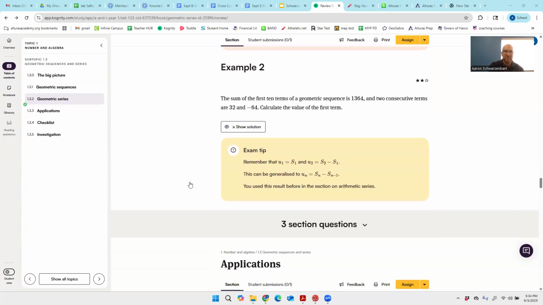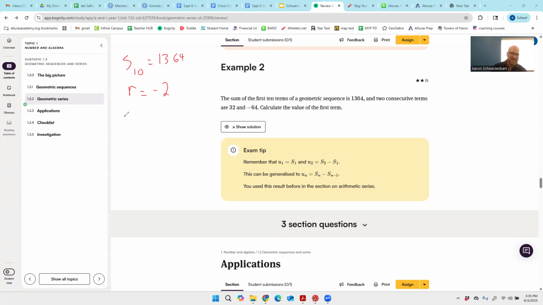So, another example. The sum of the first 10 terms is 1364, and 2 consecutive terms are 32 and 64. Calculate the value of the first term. So here I know that S sub 10 equals 1,364. I don't know which 2 consecutive terms they are, but it does give me the ratio to be negative 2, as I can do negative 64 over 32, if it wasn't such an easy one.